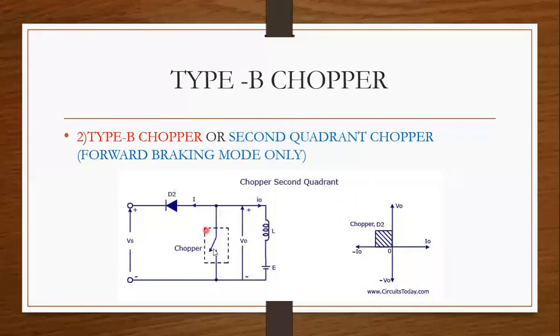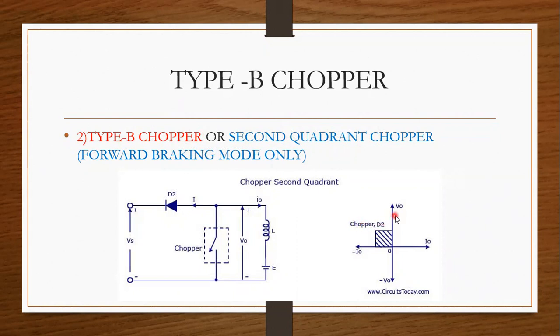Coming to the type B chopper, this is the circuit diagram and this is the operating mode of the circuit. Here, type B chopper, or second quadrant chopper, is forward braking mode. That means it operates in the second quadrant, in the region of forward braking mode.